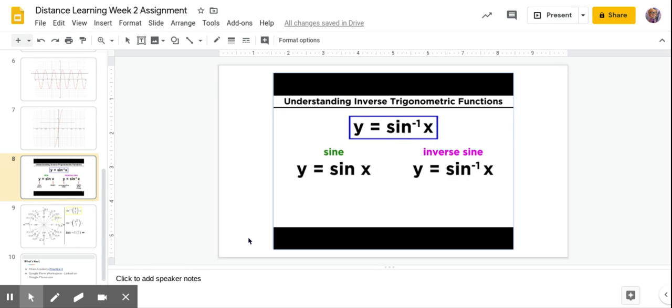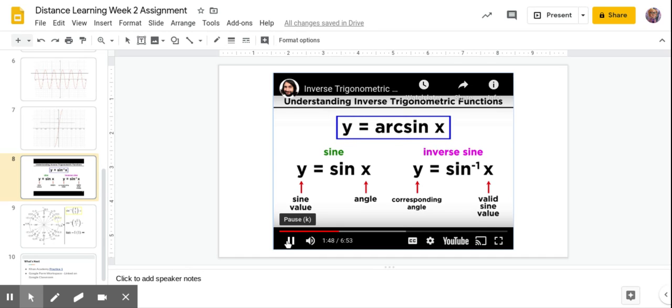Instead, when we have the negative 1 here, it's the inverse sine function. And rather than sine x, where you plug in an angle and get a sine value, for inverse sine x, you plug in a valid sine value and it gives you the angle that generates it.